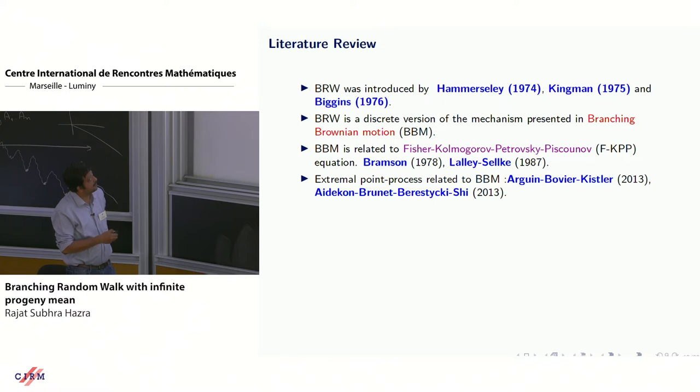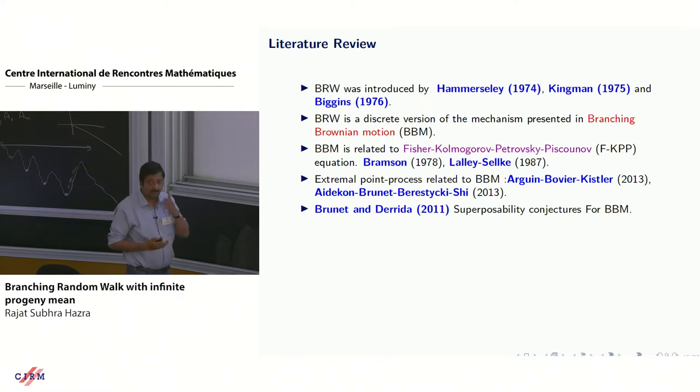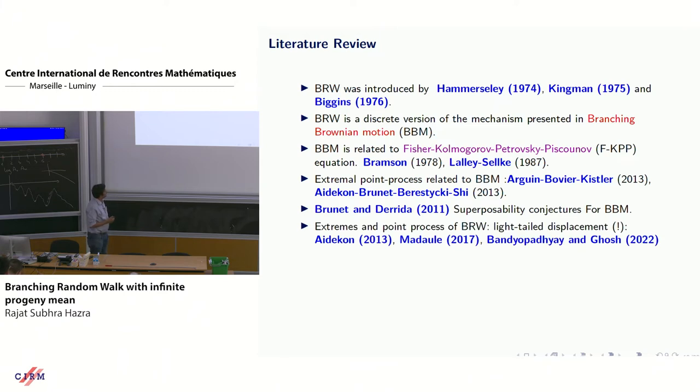in this amazing series of papers by Arguin, Bovier, and Kistler, and also by Aïdékon, Brunet, Julien Berestycki, and Jean C. There were properties of this limiting point process which are known as the Brunet-Derrida conjectures. They mainly conjectured for the branching Brownian motion, and some of them were proved recently. They conjecture certain stability properties of these limiting point processes, which are quite interesting. I will not go in this talk into what these Brunet-Derrida conjectures were.